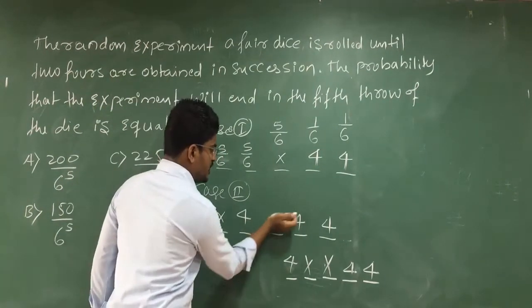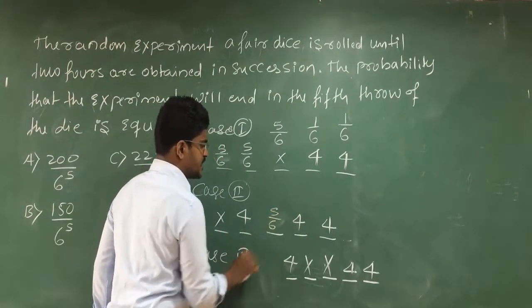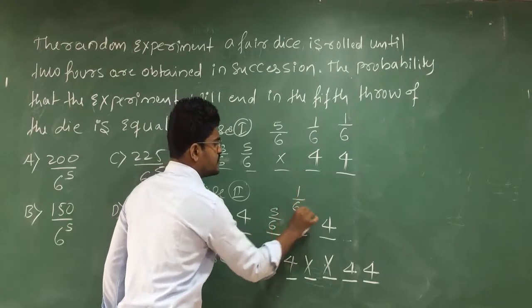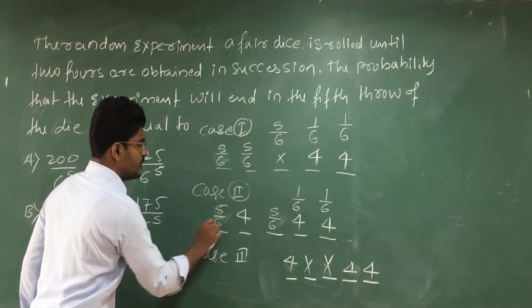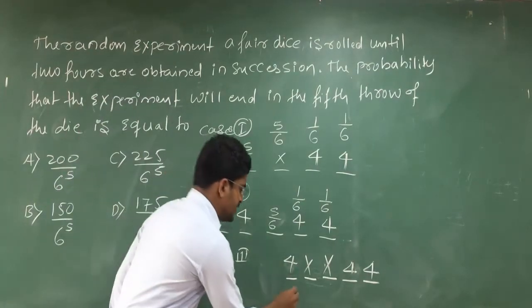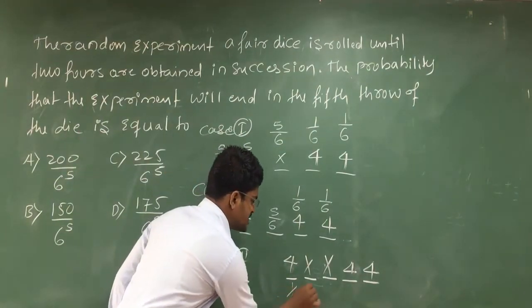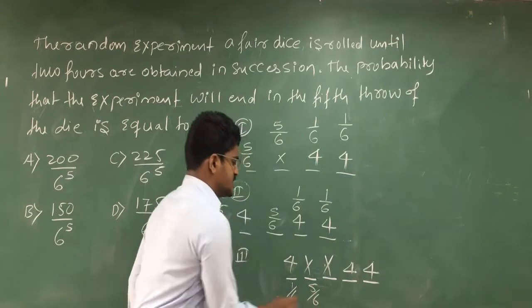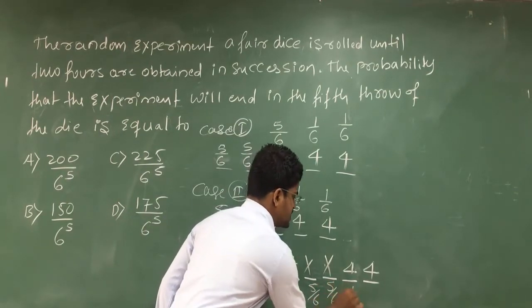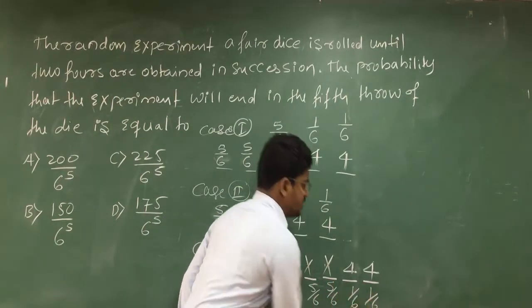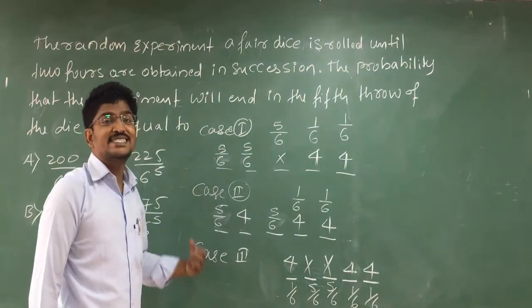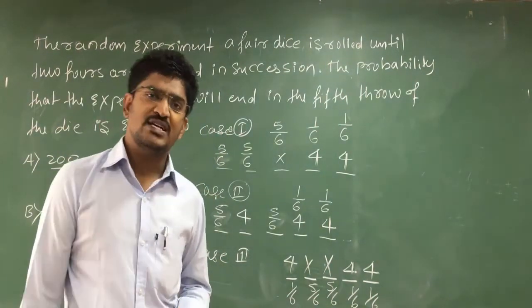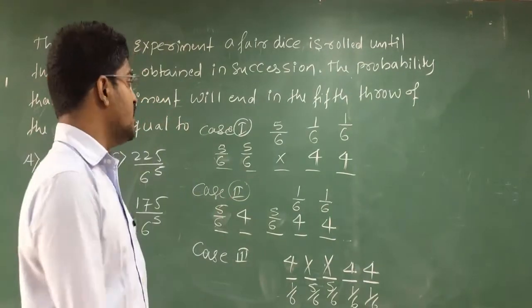Here, what is the probability of this? Again 5 out of 6. What about this? 1 out of 6. Here this is 5 out of 6. Clear? Again, this is 1 by 6, 5 by 6, 5 by 6, 1 by 6, 1 by 6. Clear? So you have to calculate the probability of case 1, case 2, case 3, and then make a sum of them so that you get the answer.